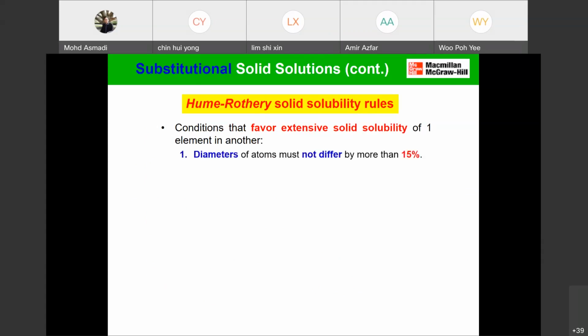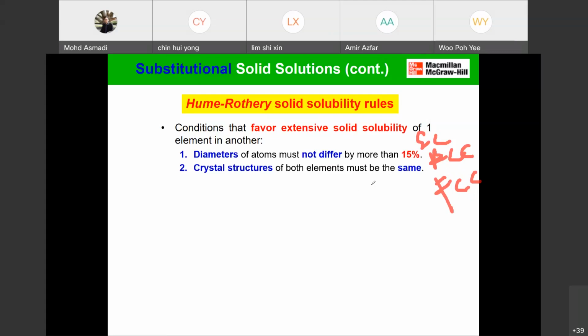First, the diameters must not differ by more than 15%. This is the first rule. Then second, if favorable, we can move to the next one: the crystal structure of both elements must be the same. We have BCC, SC, FCC. If the first element is BCC and the second one is FCC, the percentage to dissolve solute and parent atoms is going to be reduced, not 100%, maybe around 50% or 40%. Similarly for diameter, but diameter is more important, because it determines whether it can substitute your parent atoms, whether there is space for the parent atom.